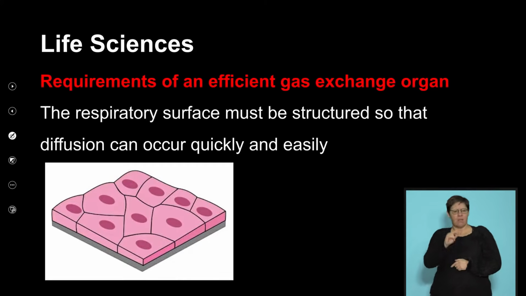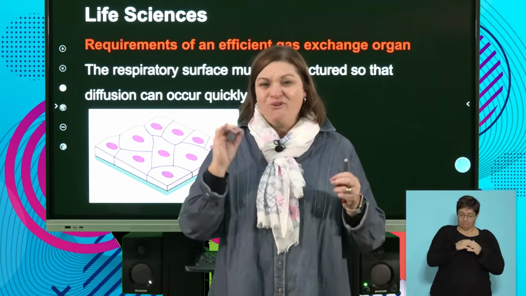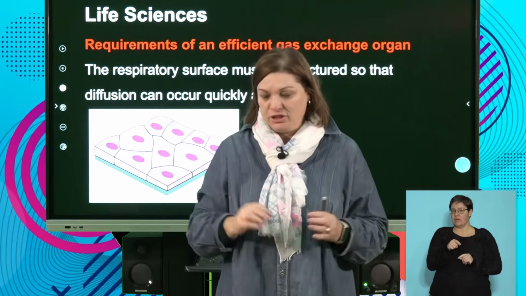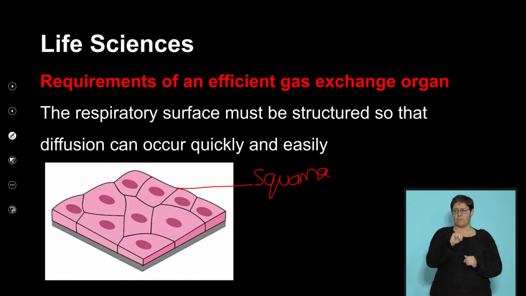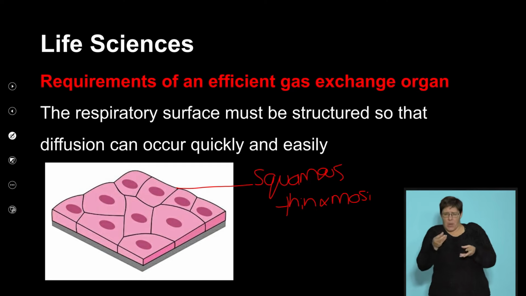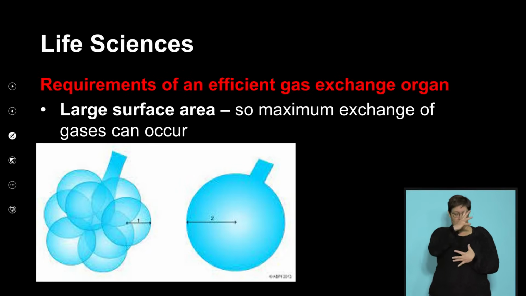Now, when I look at the process of gaseous exchange, there are things that I need to bear in mind. Remember what I said? How I'm going to make it a really good gaseous exchange system. Now, if you have a look at this, I don't know if you can remember, this is called squamous epithelium. Squamous epithelium is thin and it's moist, and it's also very smooth. And this is going to be very important when I need to be able to bring oxygen in and out. So these are the requirements each time.